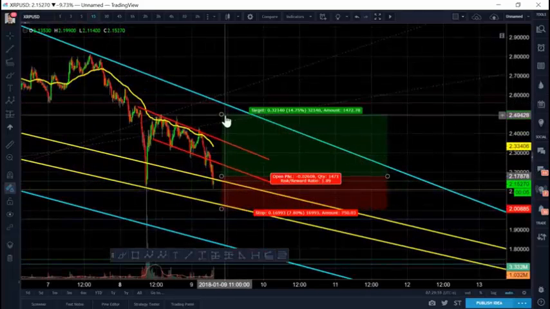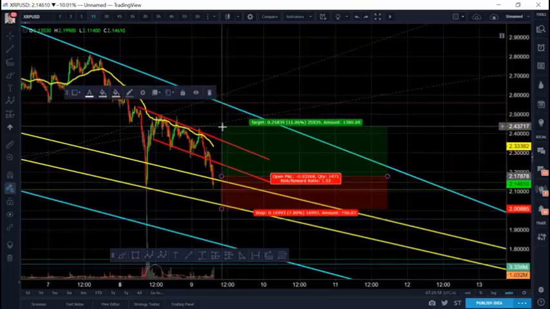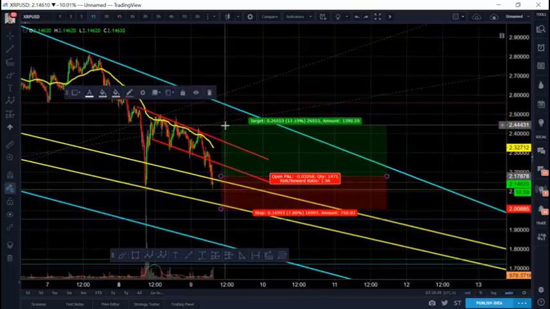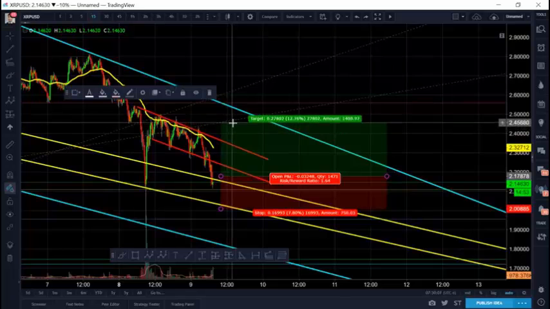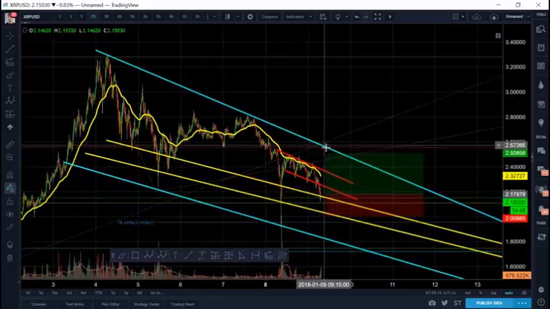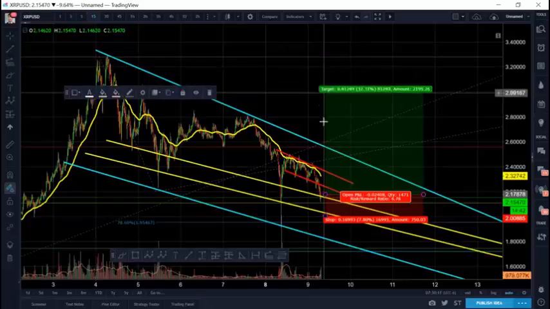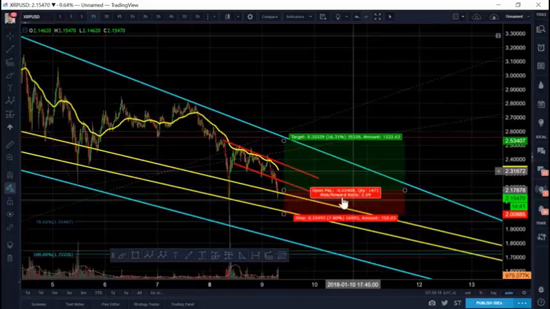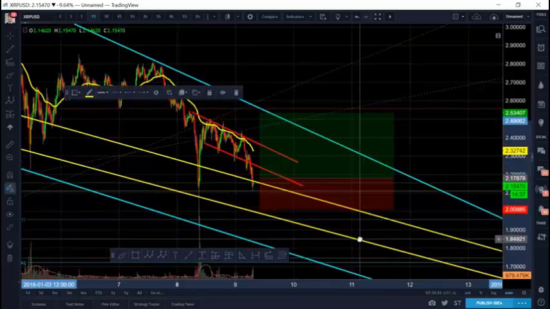If not 250, then a more conservative one would be say 245. That's still a 10% gain. The 245 is like a 13% gain, and 250. And if we do end up breaking that channel, which I doubt we will, right? You guys can just even hold till 320. And then the stop loss is a hard $2. That's my hard.